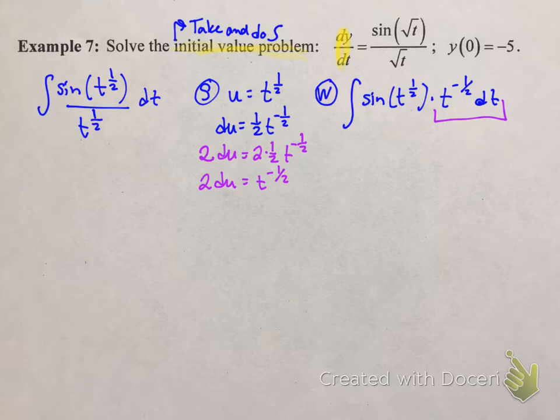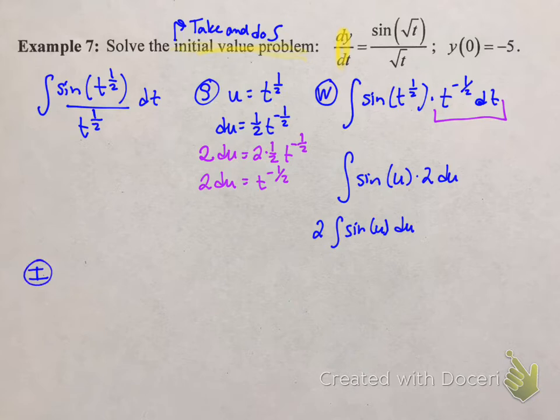Now I'm ready to write this in terms of u. So this becomes sine of u times 2 du. I'm going to pop the 2 out, and I'm going to integrate this. If I integrate 2 times the integration of sine u, we get cosine u. Remember, it's negative, so I'm going to put the negative out front there, plus c. Next we have to do back substitution. Remember, u equals the square root of t.